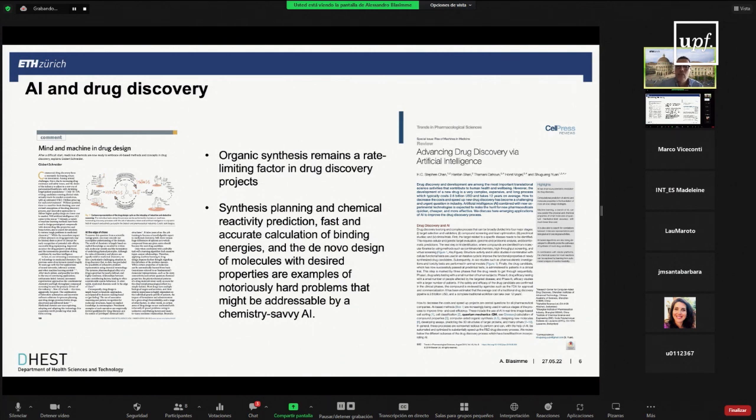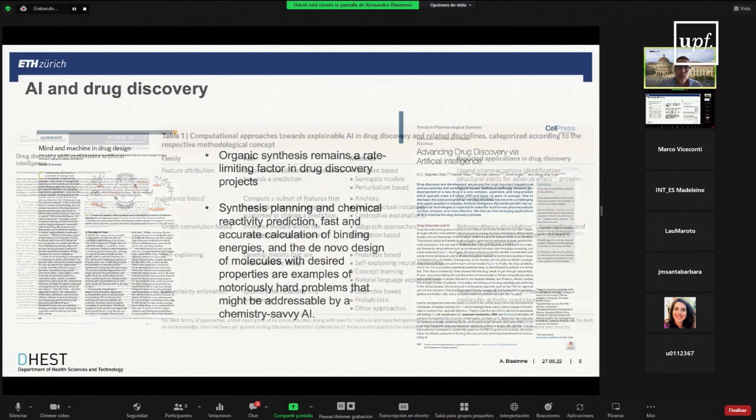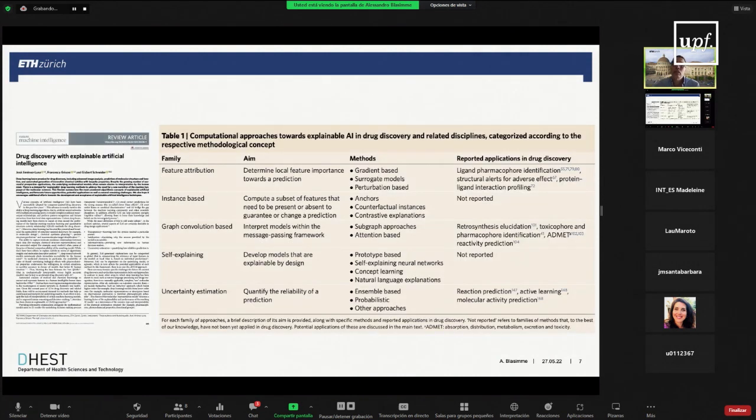This area is less controversial from an ethical point of view, but the problem here is that, as we have alluded to in the discussions that we had so far, these algorithms are fundamentally black boxes, the interpretation of which is very problematic. So there is a lot of discussion about the development of explainable artificial intelligence algorithms in drug discovery.